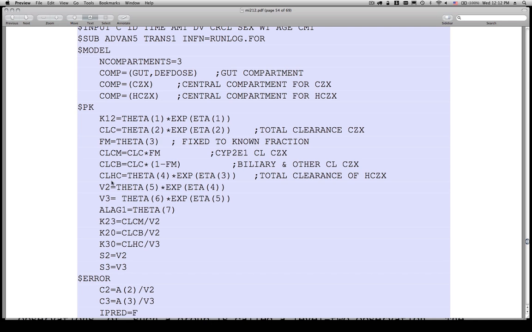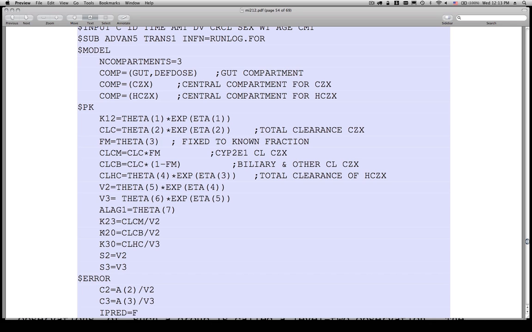Then in addition to that, we have clearance of the metabolite, so that's clearance of hydroxychlorzoxazone, that's an estimated parameter. We have a volume for compartment 2, which is the parent drug, and a volume for compartment 3, which is the metabolite. Also estimating a lag time here for the oral dosing.